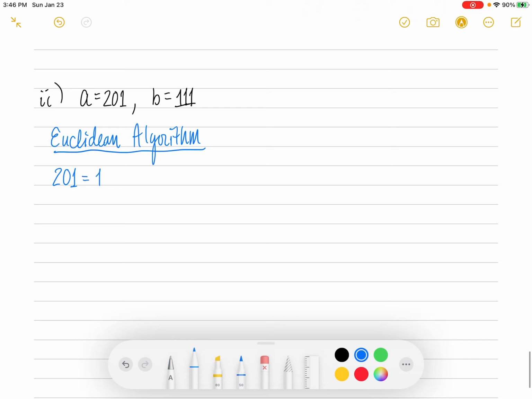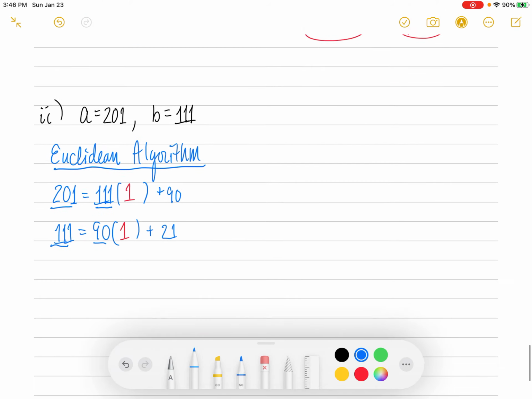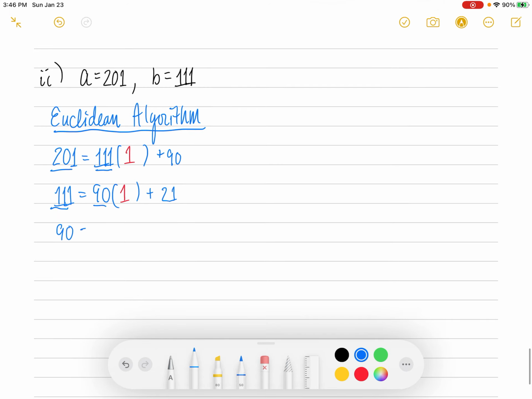To find the GCD, we're going to take the larger number 201 and divide the smaller number 111 into it. We're going to get a quotient of 1 and a remainder of, let's see, 201 minus 111 is 90. Underline those first two numbers. I'm going to take 111, divide 90 into it. I'm going to get a quotient of 1. I'm going to get a remainder of 21.